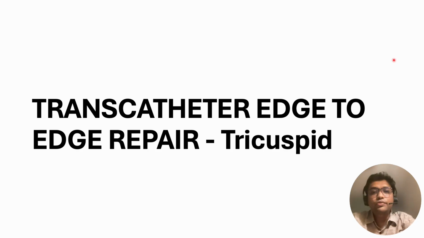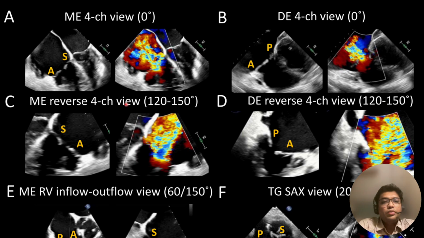Now I will give you a brief scenario of your transcatheter edge to edge repair tricuspid, and it seems to be more complex than your mitral counterpart. Now, a brief recap of the views where the tricuspid valve is seen and the leaflets that we can identify. So, in mid-esophageal four-chamber view, the leaflet attached with the septum is your septal leaflet, and another is your either anterior or posterior, depending on where it is cutting.